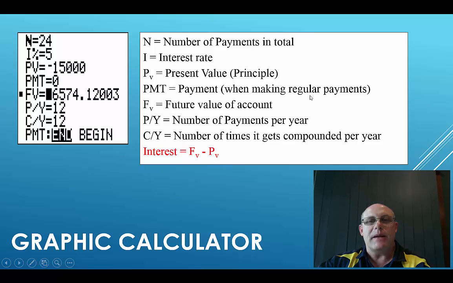PMT is the payments that you make on a regular basis. So in this first topic we're going to make that 0. FV is the future value, so that's how much your account is going to be worth in a certain period of time. Then there are payments per year and compounded per year. That's the number of times it gets compounded per year and how many times you put money in. Generally they'll be the same, but they don't have to be the same number. We'll show you how that works.